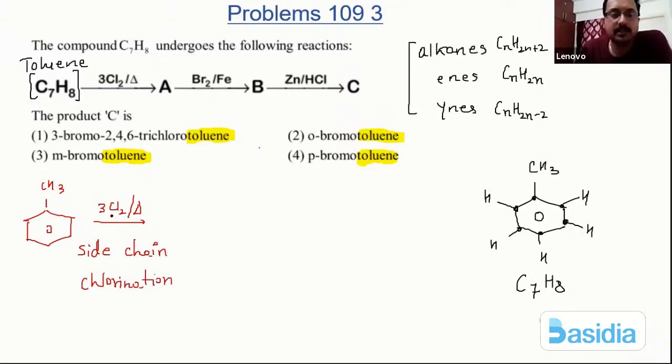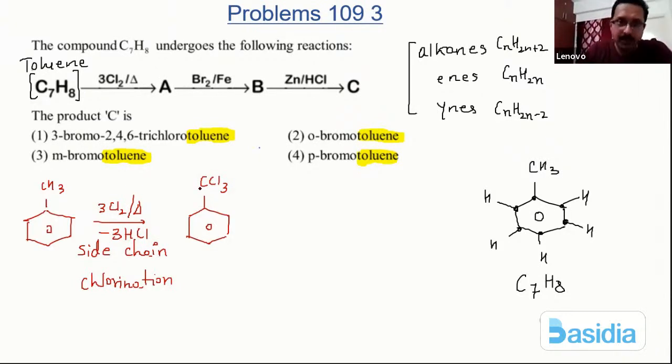Okay, so 3 molecules of Cl2 means what exactly happens here now? -3 times HCl is going to happen, correct? Remember your chlorination of methane reaction. That is the best reaction you can remember, correct? -3 HCl. So at the place of 3 hydrogens, you will end up getting 3 Cl atoms, correct? So you will have a CCl3 group.